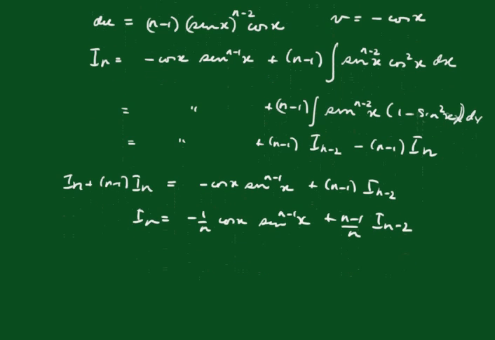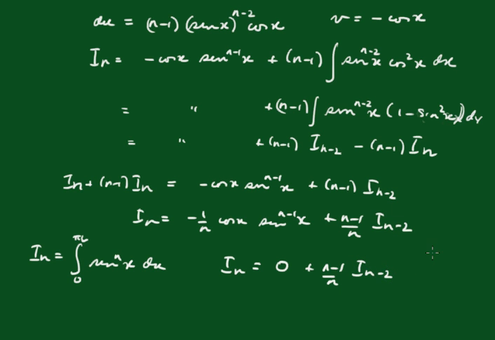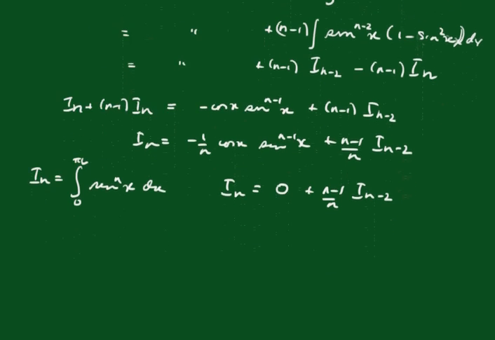Now when you want to work out the definite integral from pi upon 2 to 0 of sin n x dx, I_n will be equal to, when you put pi upon 2 in here, the cos of 90 is 0, making that 0, and of course when you put the 0 in, this makes it 0, so all that will go out, so you'll simply get 0 plus n minus 1 on n I_{n-2}. Which makes it easy to calculate.